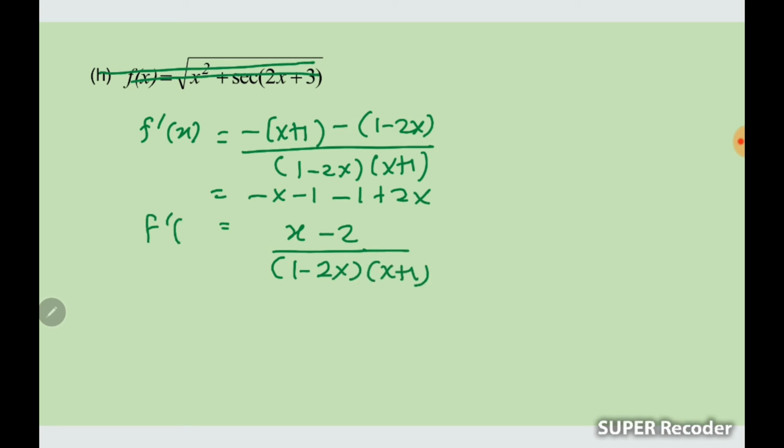So you need to equalize the denominator here. So this is the simplest form. Thank you.